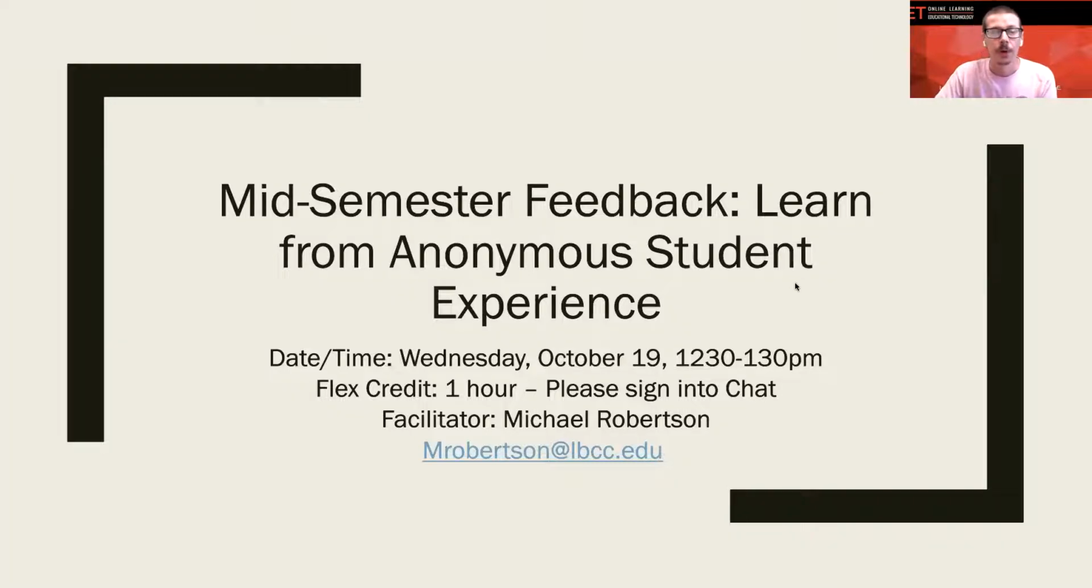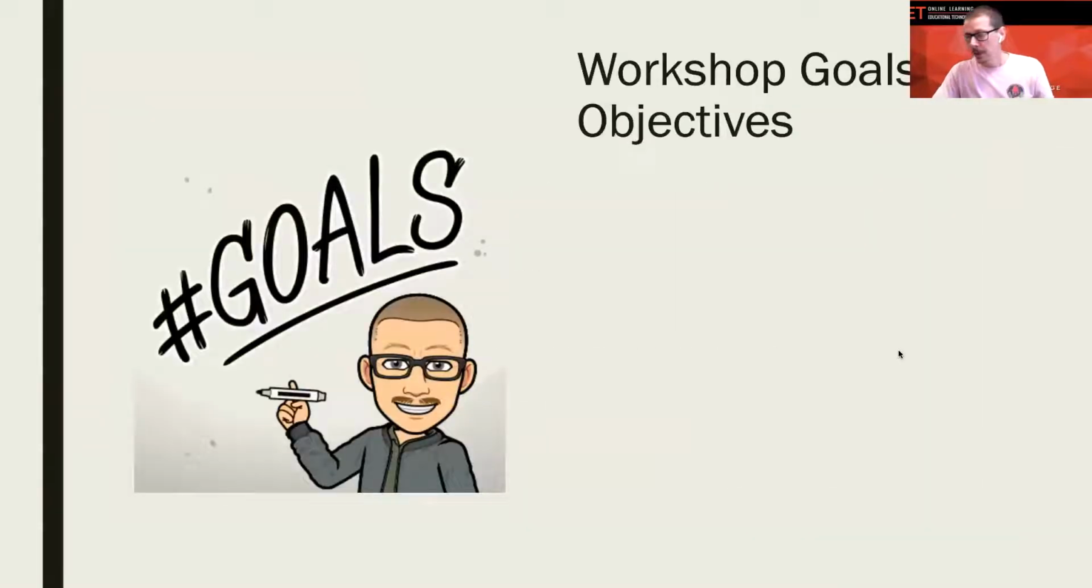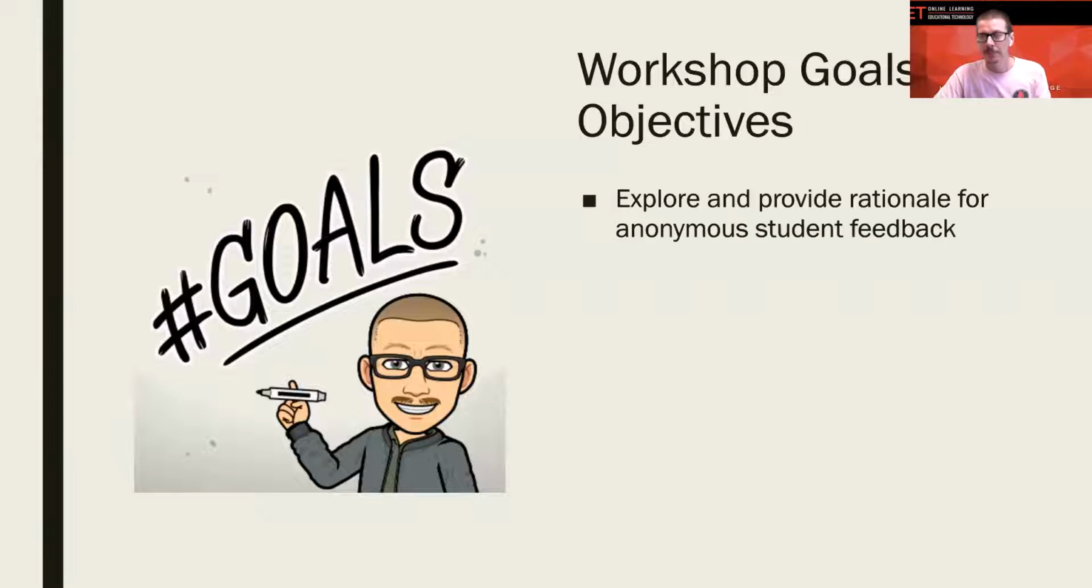All right, fantastic. So we're going to begin by identifying some workshop goals and objectives. Again, something I always try and do in these sorts of settings is understand where we're headed. So first of all, I want to give you some background on why anonymous feedback is important, no matter what you teach. Whether you're on ground, hybrid, fully online, synchronous, asynchronous, anonymous feedback gives us insights that we otherwise wouldn't get from our students. So I'll show you some examples of what that looks like.